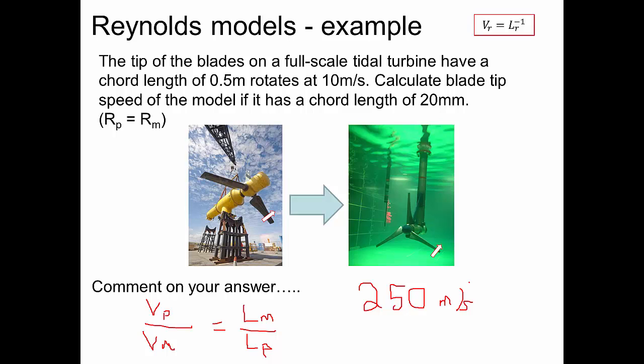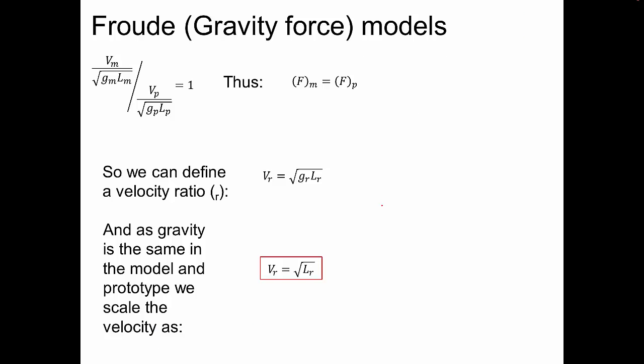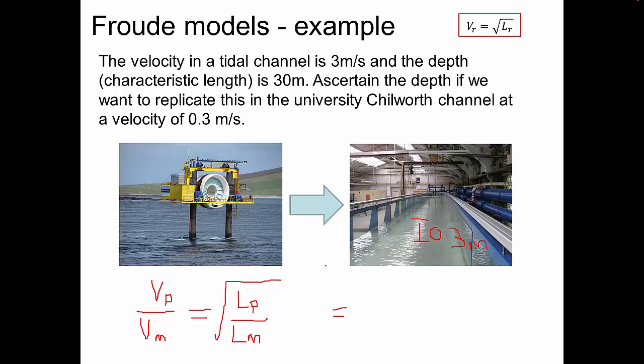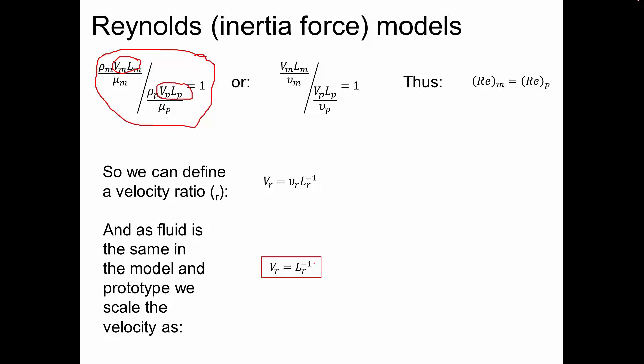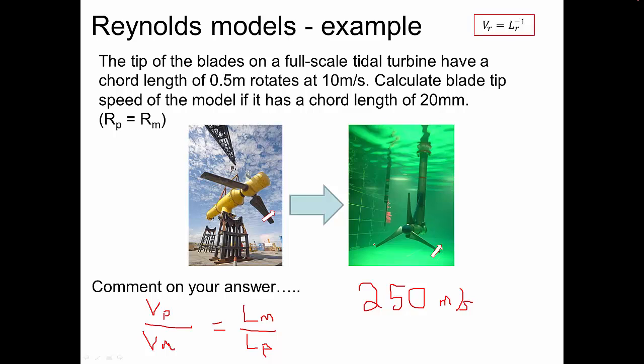So it's just clearly not possible to scale the Froude number and the Reynolds number together. Again, because the velocity ratios or the length ratios are not the same. So velocity ratio is a square root of length ratio, and here it's the inverse of the length ratio. So what do I do?